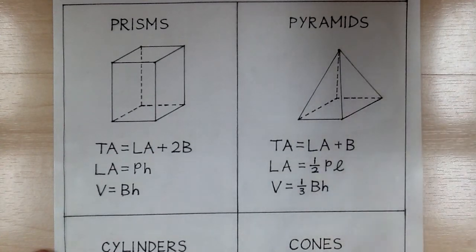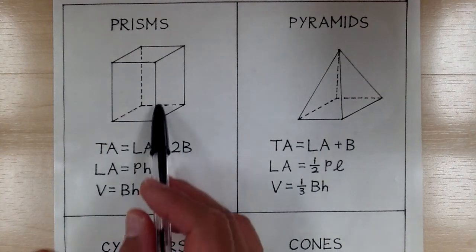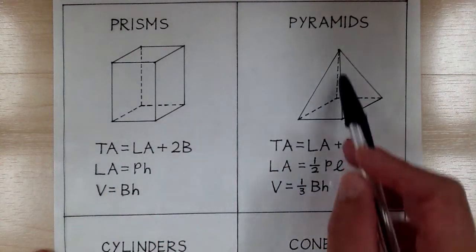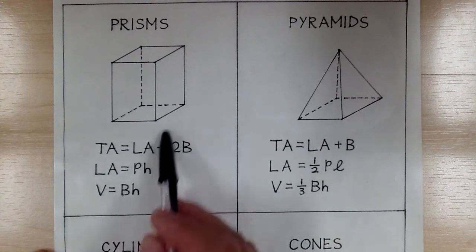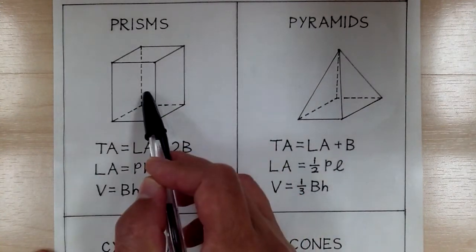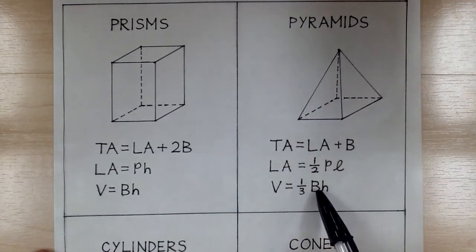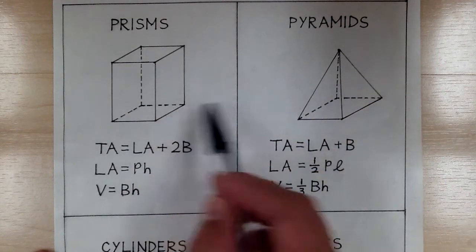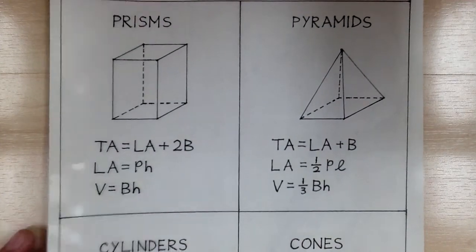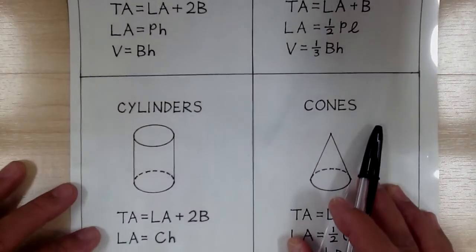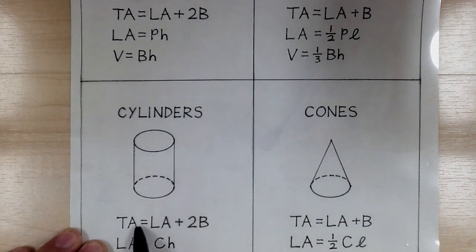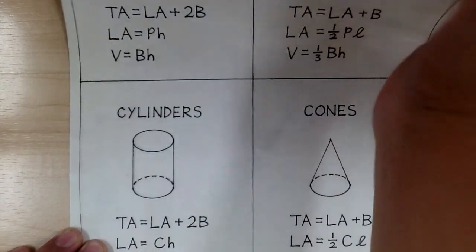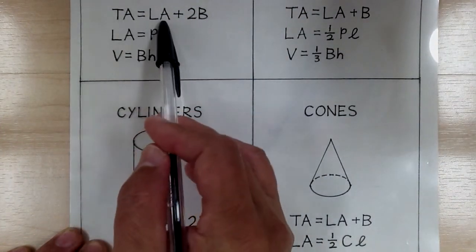And the volume is equal to the base area times height, whereas when you have a pointy top, it's always 1/3. So you can see the relationship: the base area times the height gives you the volume, and if it's a pointy top, it would be 1/3 of that if they have the same base. If you compare the formulas, the cylinder is the same thing: the total area equals the lateral area plus 2b. The prism is the same thing: total area is LA plus 2b.